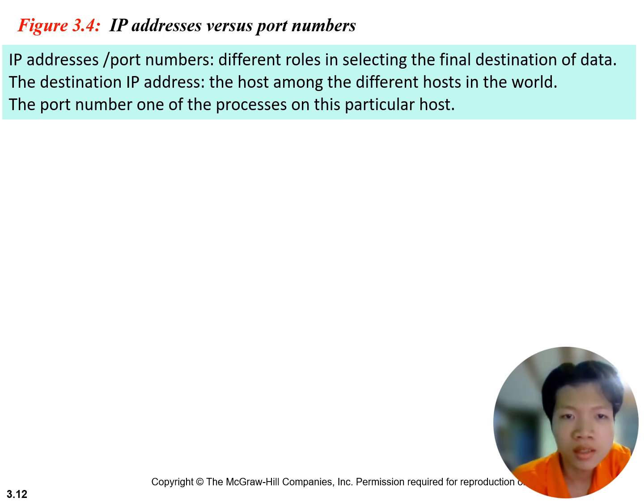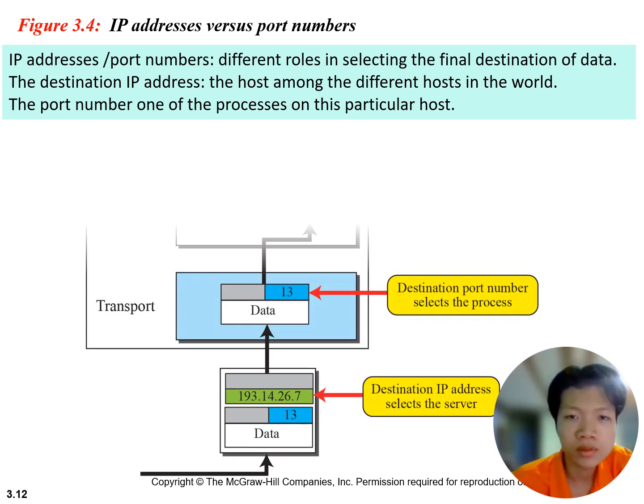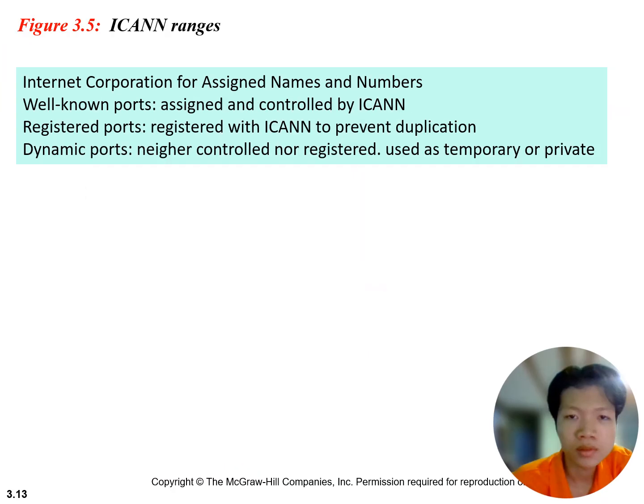IP addresses and port numbers have different roles in selecting the final destination of data. The destination IP address selects the host among the different hosts in the world. The port number selects one of the processes on this particular host. This is ICANN ranges.